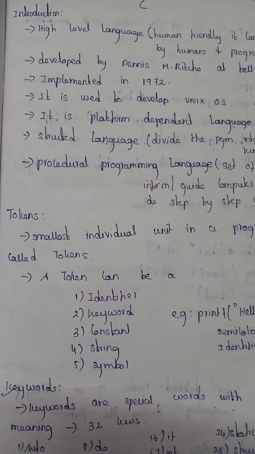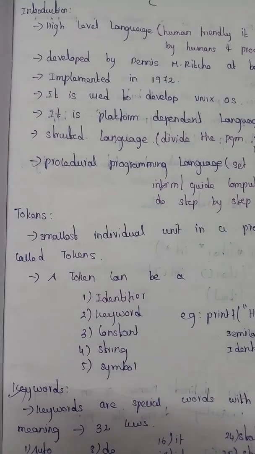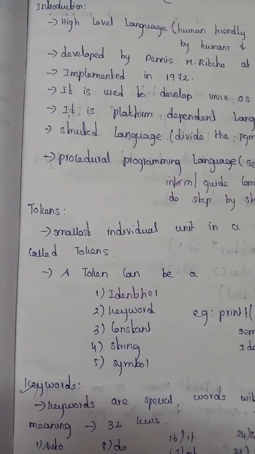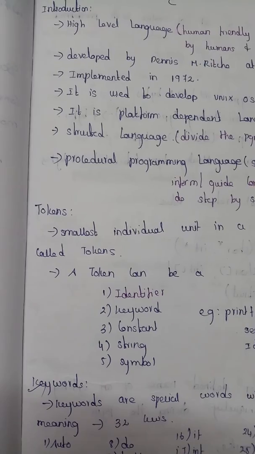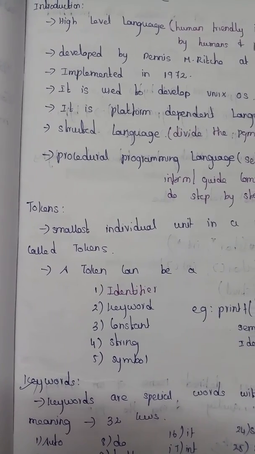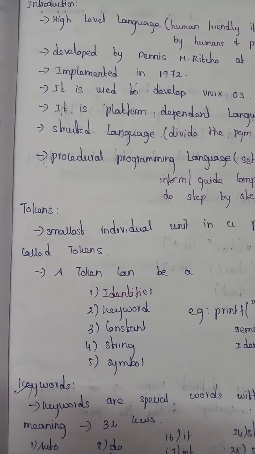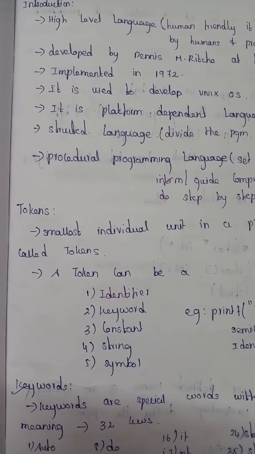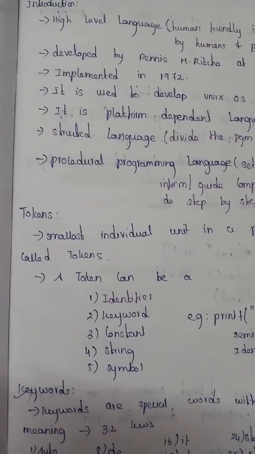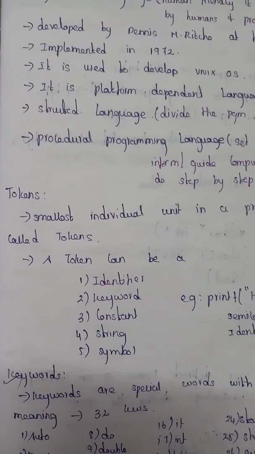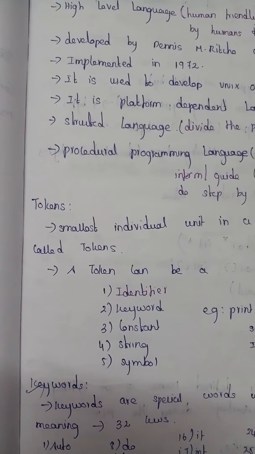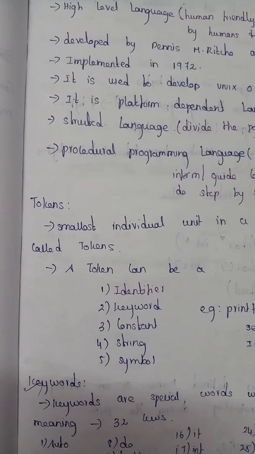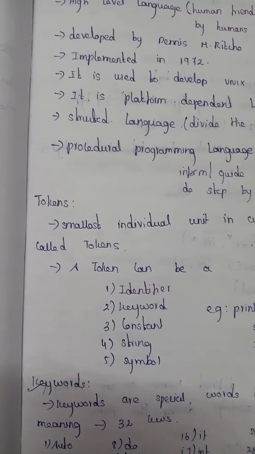Okay, and it is a structured language also. Structured language means it divides the program into smaller functions and then it will join them. Okay, this is called a structured program. And the next one is procedural programming language, which means it has a set of instructions to guide the computer what to do step by step in a program.